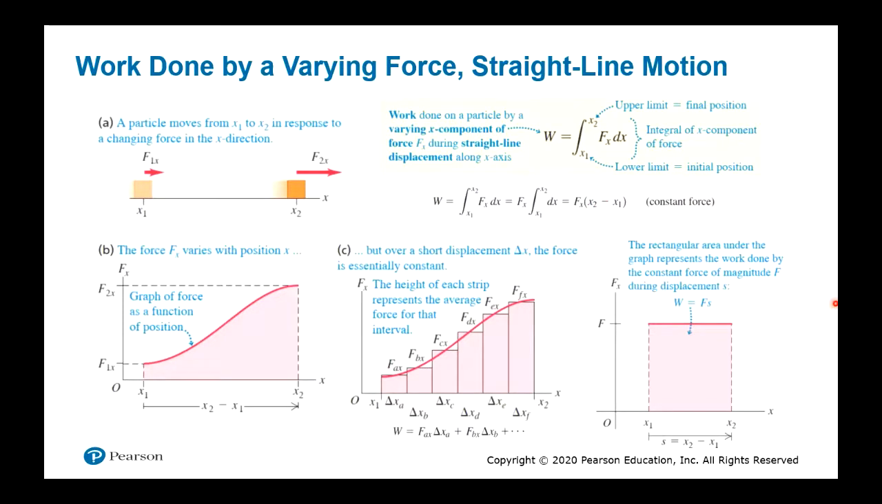Okay, so to interpret what this means graphically, we look at the image here. So this is the graph. And the area under the curve of Fx as a function of x holds for a constant force because W equals Fs. W equals Fs is just the area of the rectangle where the height is equal to F and s is equal to the width.